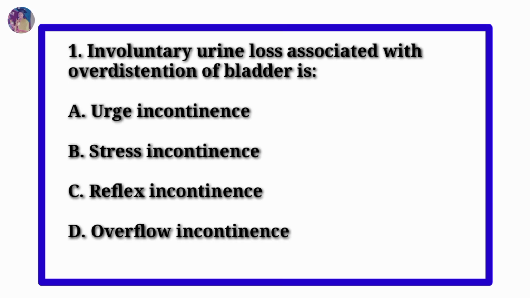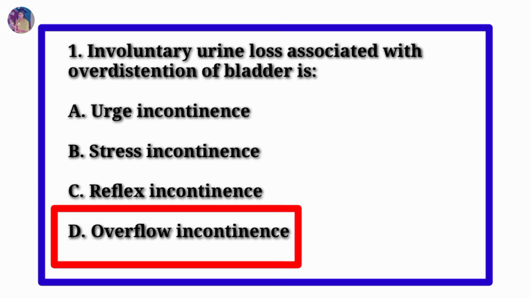Question number 1. Involuntary urine loss associated with the over-distension of bladder is: option A, urge incontinence; option B, stress incontinence; option C, reflex incontinence; option D, overflow incontinence. Answer: option D, overflow incontinence.